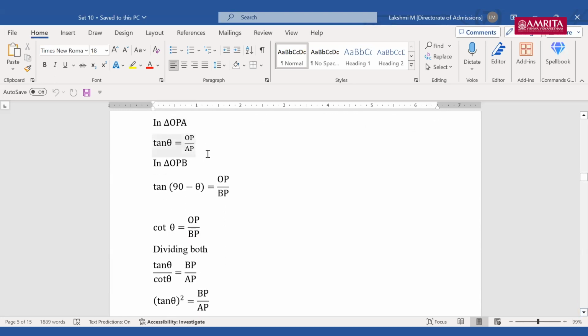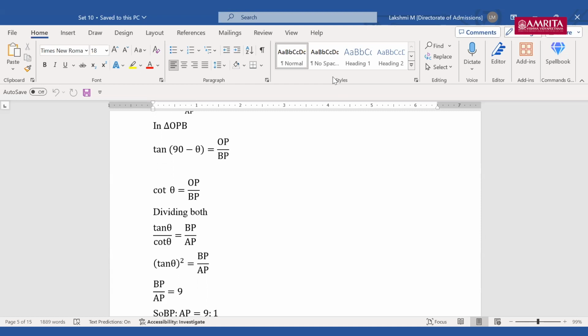So if you have OP by AP and OP by BP, you can just divide them. So it's tan by cot, you can write this as tan square theta. So what is it? It's 3 square, so it is actually 3 square by 1, which is 9:1.